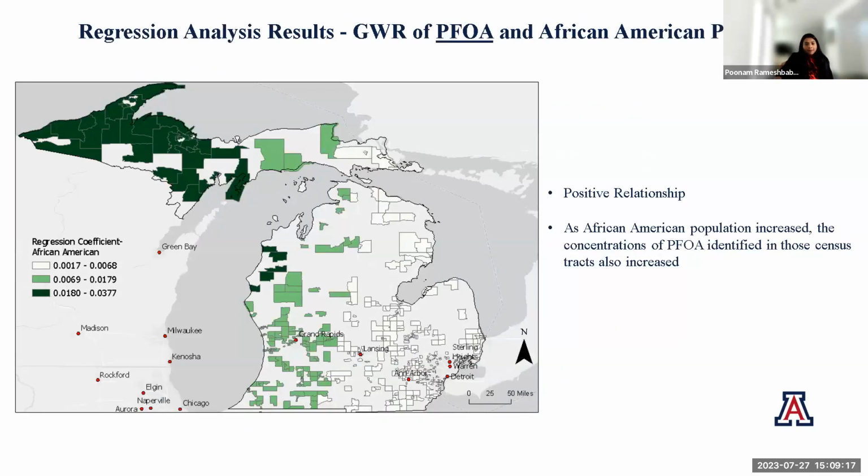So this is the first map, which presents the model results of PFOA with African American population. You can see that the regression coefficient is positive. This means that as African American population increased, the concentrations of PFOA in surface water also increased. And there is an east to west, low to high trend, meaning that the western and almost the northern part here have a stronger local relationship between the 2 variables.